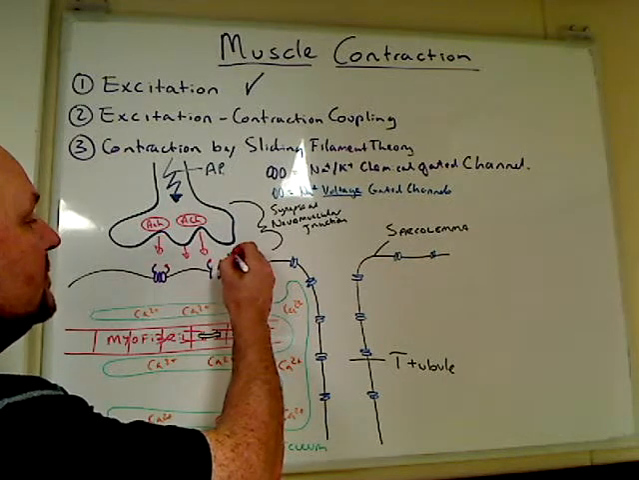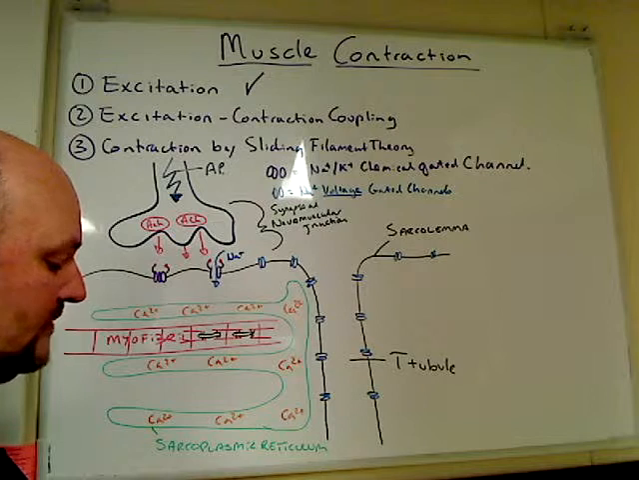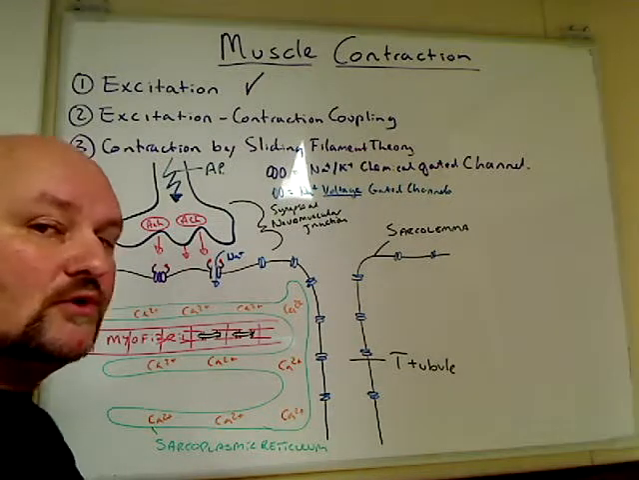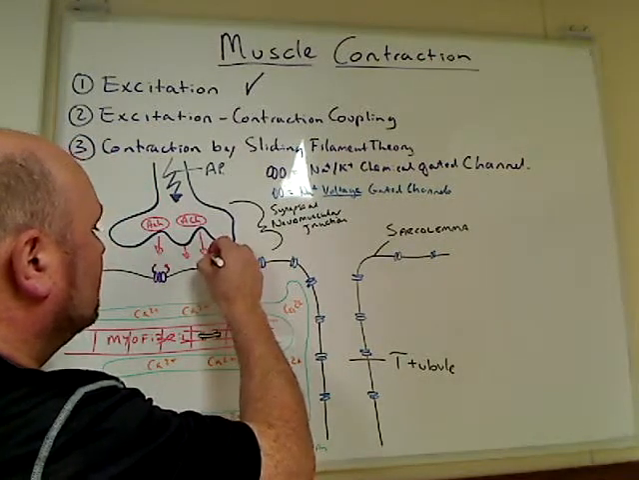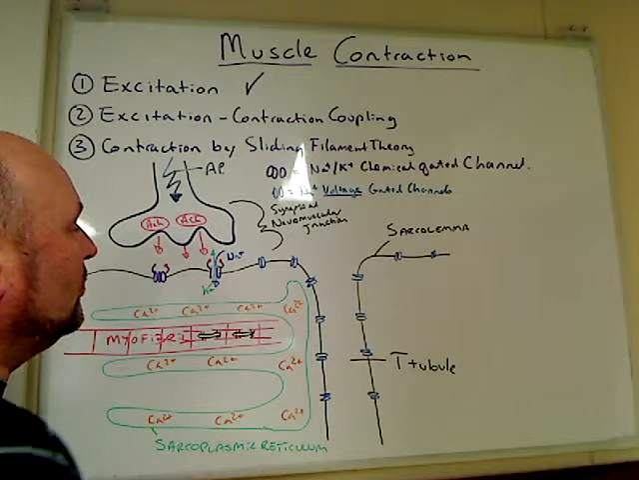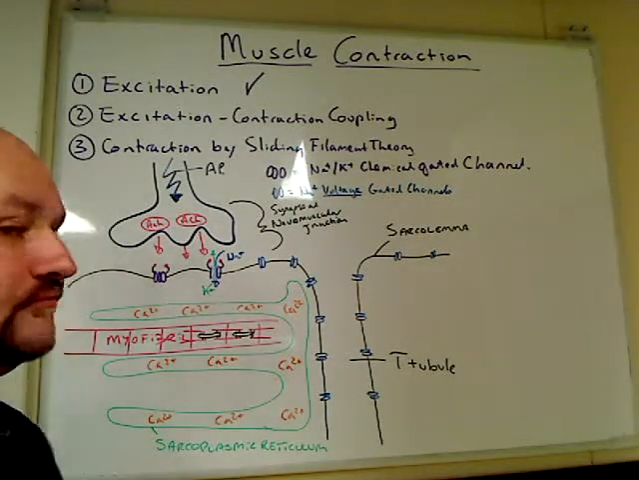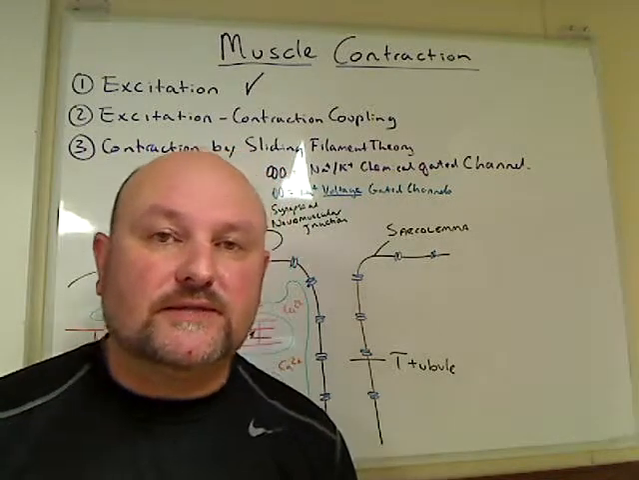and that allows sodium to flow in, bringing with it positive charge. But this is a sodium-potassium channel. So you also have the movement of potassium flowing out. Now, keep in mind a couple of things about the cell.